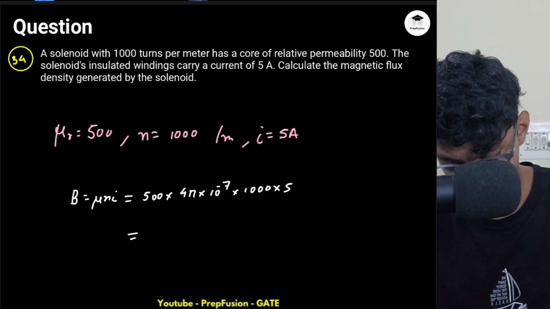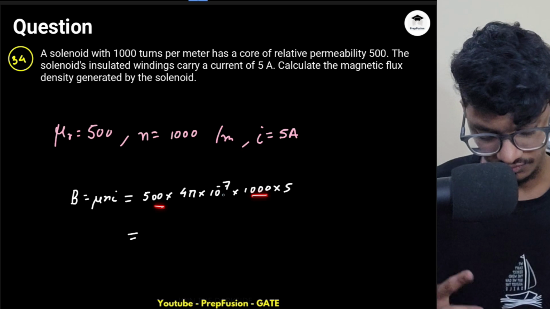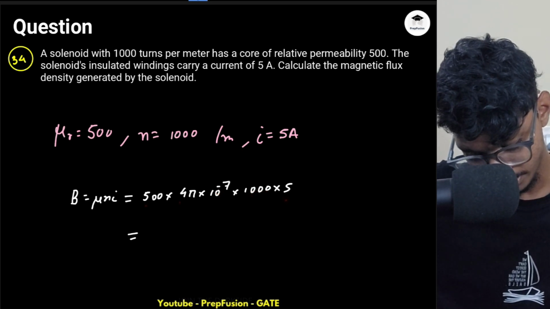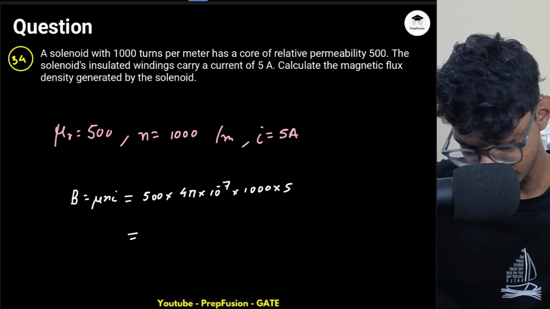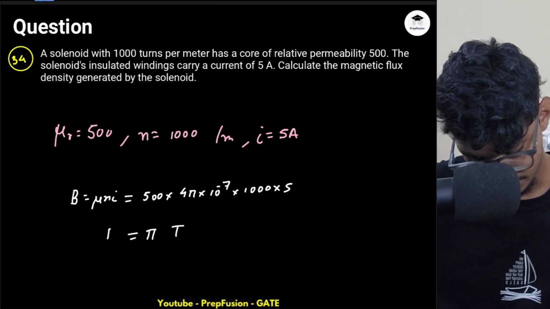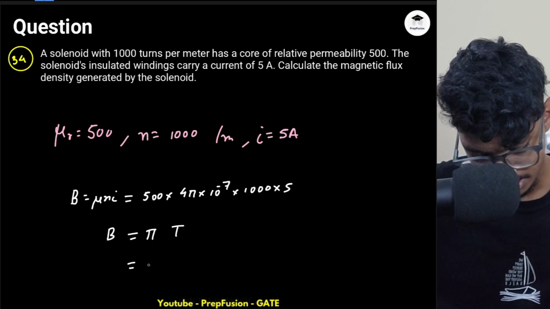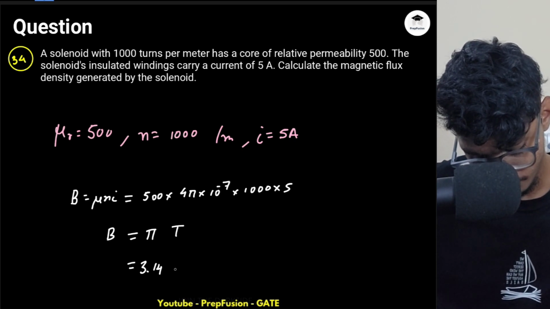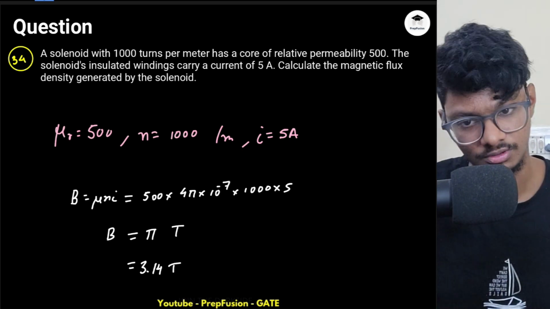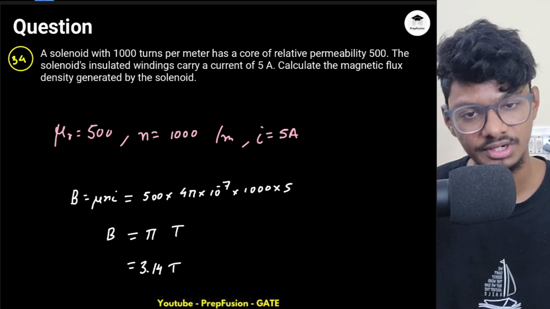So here I have 2 zeros, 3 zeros, 5 zeros, so this becomes 10 raised to power minus 2. And this is 5 into 5, 4. Another 2 zeros comes, so this also gets cancelled. So only I am left with pi. So this will be pi Tesla. This will be the magnetic field. So pi Tesla is simply 3.14 Tesla. So this will be the solution for this particular question. Pretty simple question will come from solenoid if it comes.